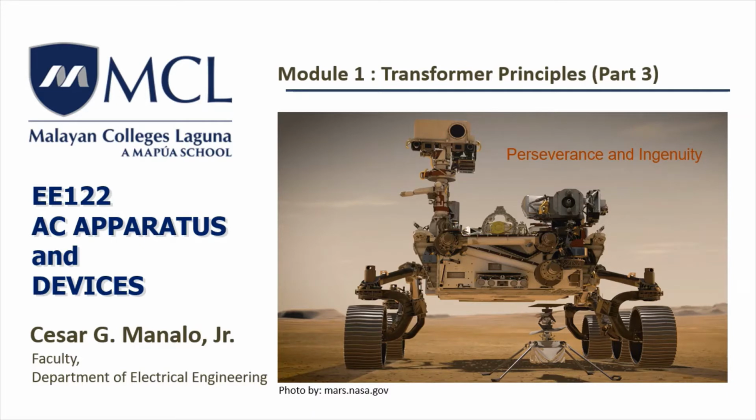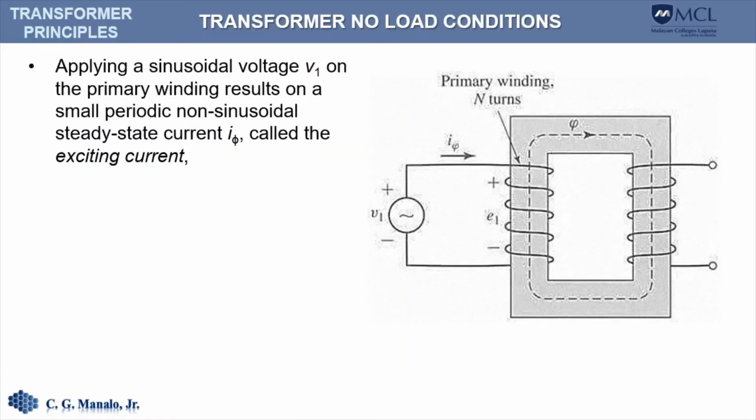In this video, we'll take a look at the no-load characteristics of transformers. Here we have a very simple two-winding transformer with the secondary winding not connected to any load, and the primary winding connected to an AC voltage source. So what would happen after that?